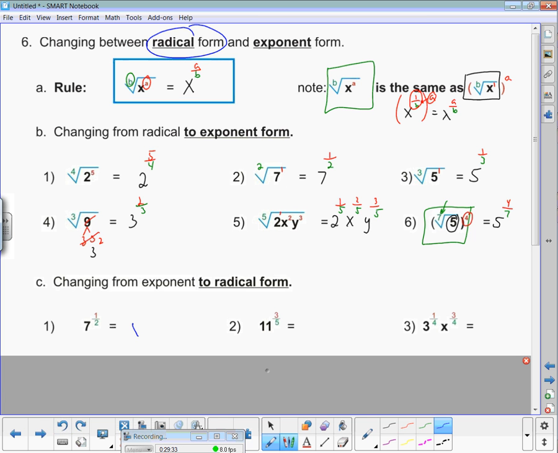All right, so 7 to the 1/2. We're going to radical form, so I'm going to draw a radical symbol. I'm going to put the base inside the radicand. Now, because it's a 1, I don't show that 1, though it is 7 to the 1 power, and because it's a square root, I don't show an index of 2, although the index is 2, right? And we get the square root of 7.